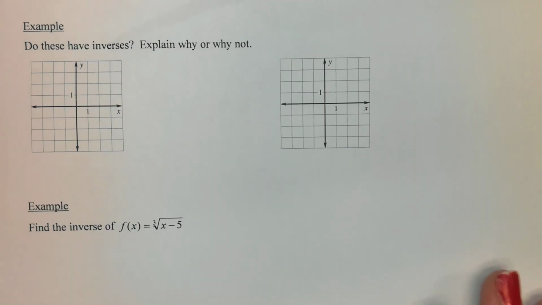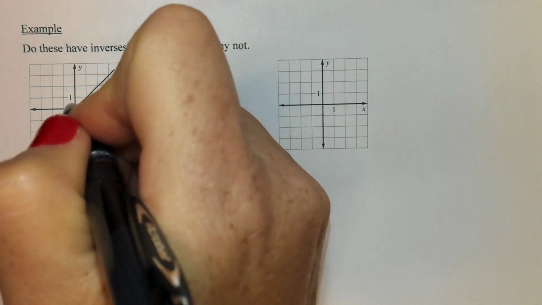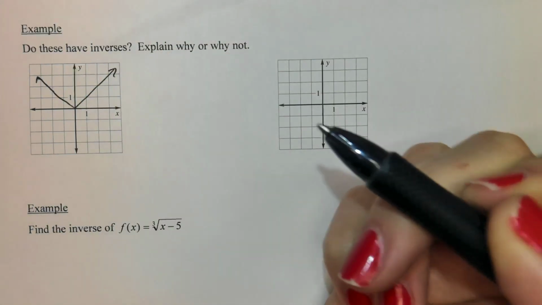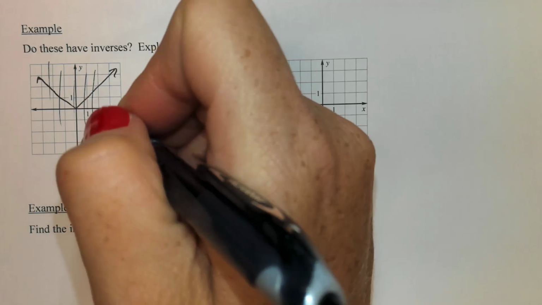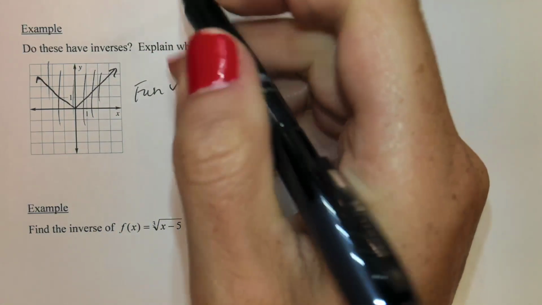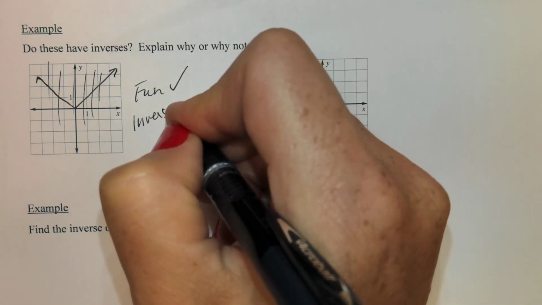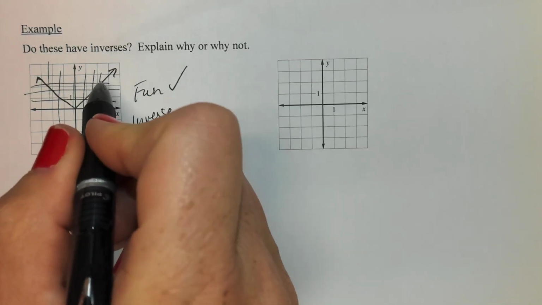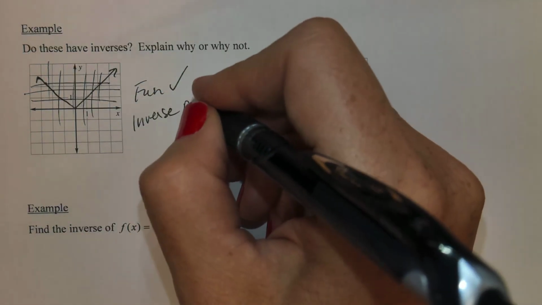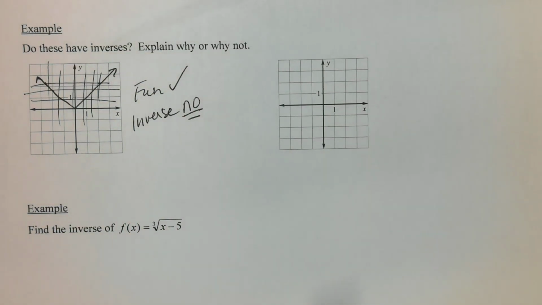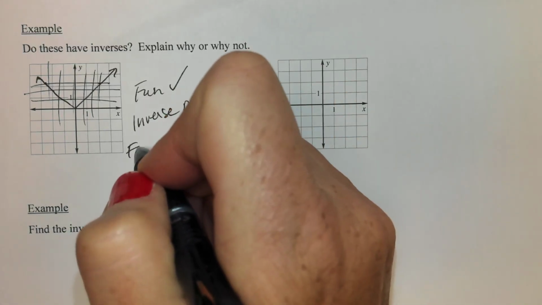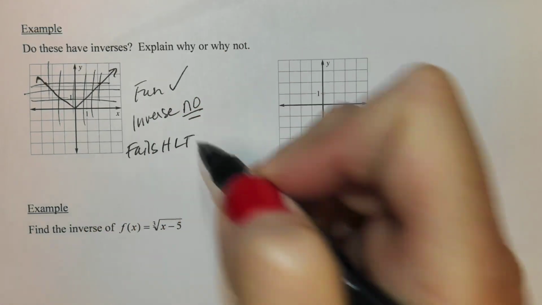Oh shoot, mine don't have graphs. Hopefully yours do. So the first one is, does this have an inverse? And it looks like this. So first off, is it a function? Yep, passes function test. Does it have an inverse? If I draw a horizontal line, I hit it twice every time, so that is a no. So no inverse, it fails the HLT.